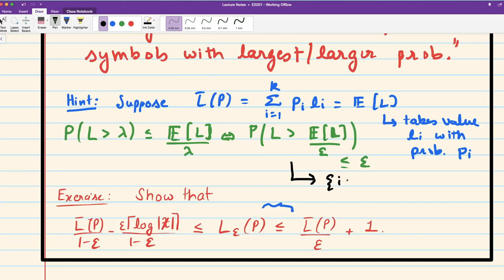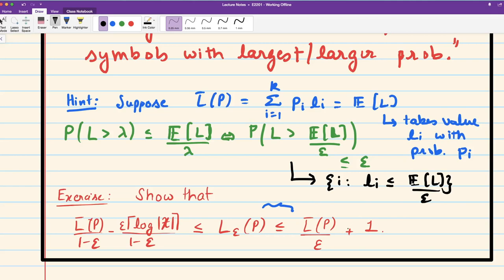So if you look at all the i for which Li is less than or equal to L bar by epsilon, that set has probability greater than 1 minus epsilon, because the complement of that set has probability less than epsilon. So all you need to do is keep all the sequences in this set. All the sequences in this set have length less than or equal to this, and therefore they can be represented by length less than or equal to this plus 1, because this need not be an integer. So you take a ceiling, but in any case it's less than or equal to this plus 1. Therefore this is less than or equal to this.